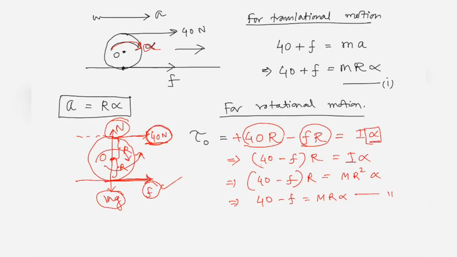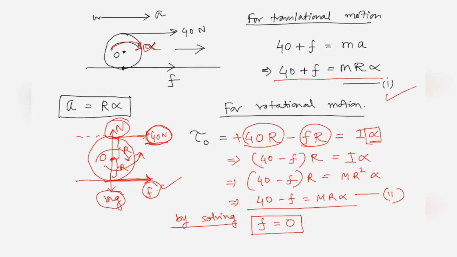Make it equation 2. Look at equation 1: 40 plus F equals m r alpha. 40 minus F equals m r alpha. Therefore it is clear. By solving, I will get friction equal to 0. Correct? Proceed to the next slide. So 40 plus friction, which is 0, equals m r alpha.